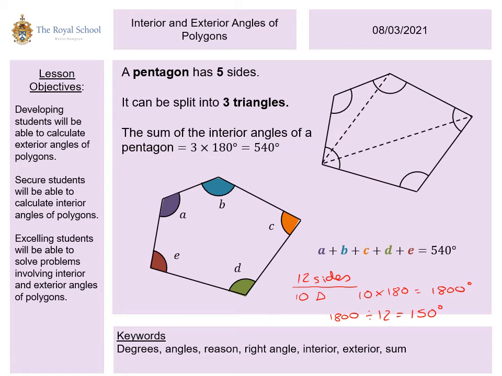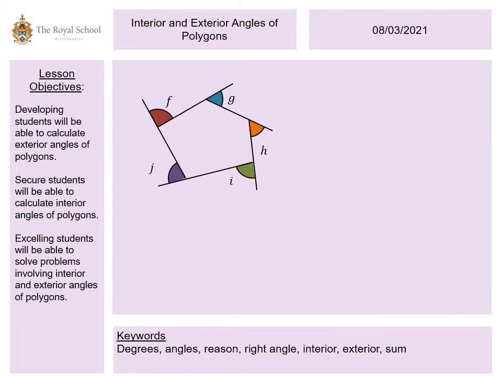Remember, regular in common way of speaking just means that it's a normal one, but regular in mathematical speak means that it's a very specific type of shape with all equal sides and all equal angles. Right, we can also have a look at the exterior angles for a shape.